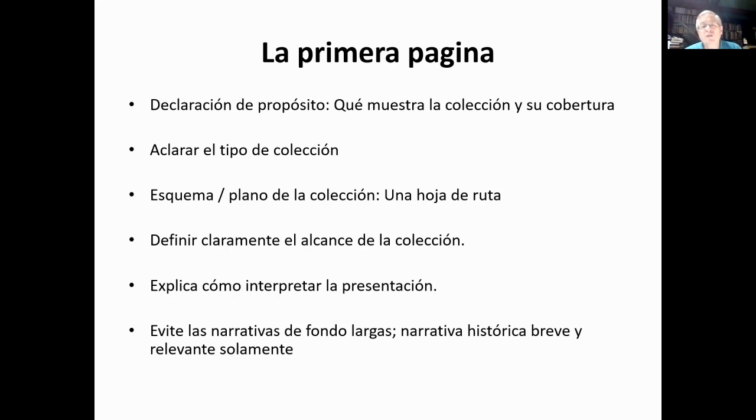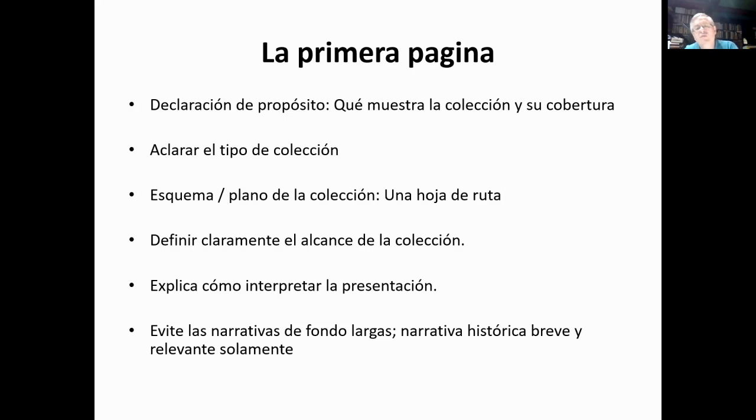The title page also, and this is in a sense a further elaboration of the title, builds upon the title. Clarify the type of exhibit. Give a clear exhibit outline or plan, a roadmap. The title is the key to the door. The exhibit outline and plan is the roadmap that allows you to follow through the exhibit, having come through the door. The title page again, one could say it's repetition, but each of these things is really, really important to get across.